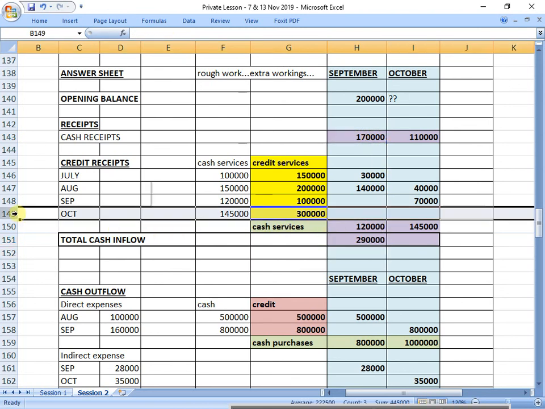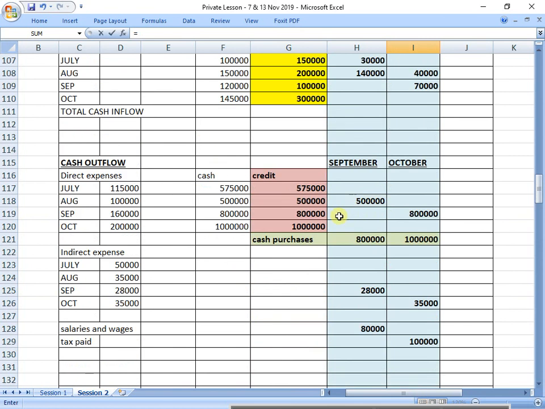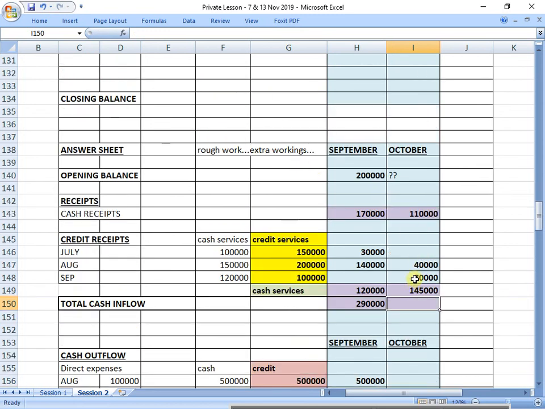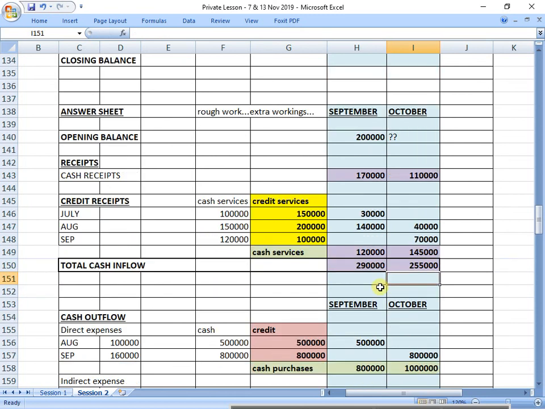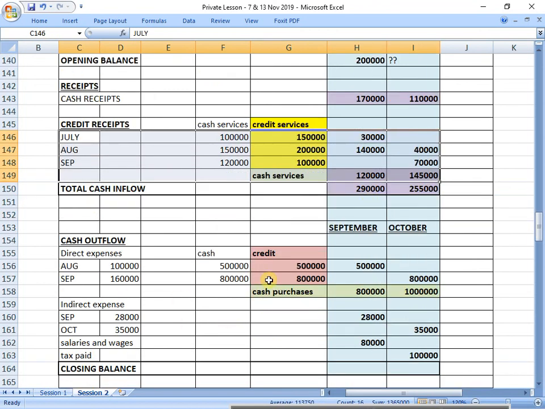Okay, October here you could even delete. You don't need that line. Cash services, this one plus that one. Because remember, your answer sheet had fewer lines. Your answer sheet only had four lines. There's my four lines, here at the bottom: one, two, three, four lines.